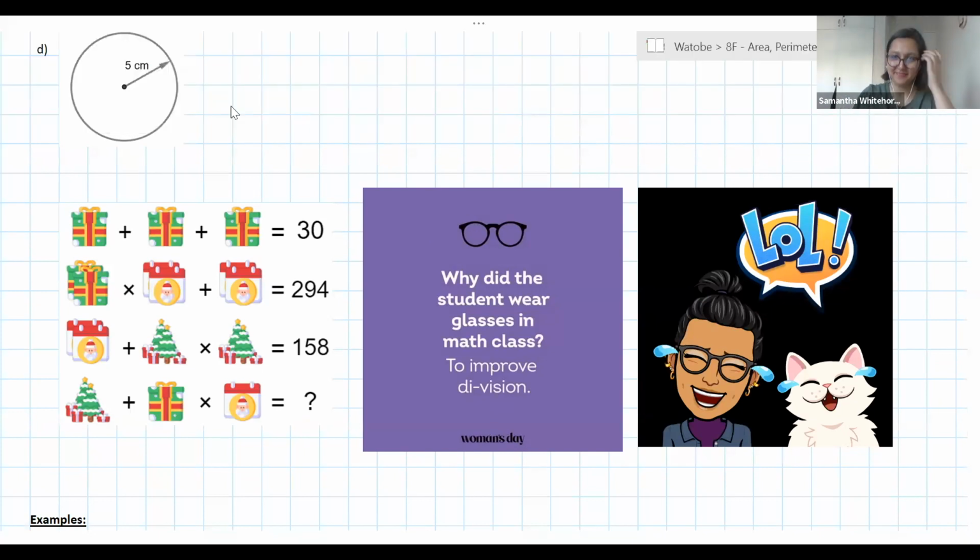Ma'am, the present was 10. 10 plus 10 plus 10 is 30. Good. And 2 presents is 20. Mm-hmm. And then the chart is 14. Good. And the Christmas tree is 12. Good. Well done.